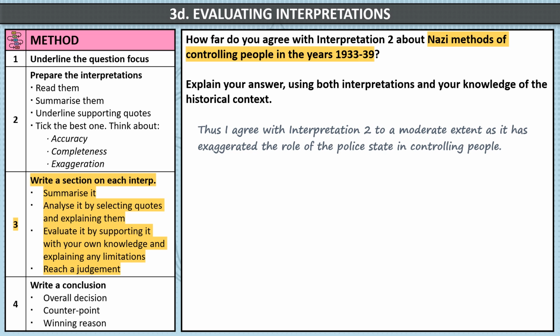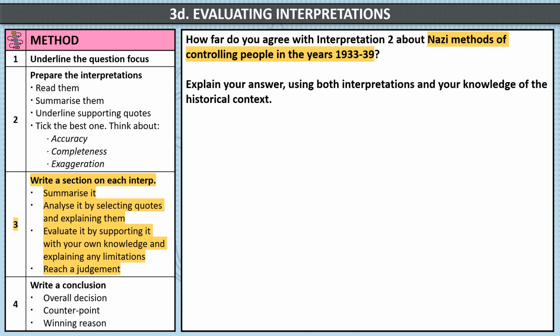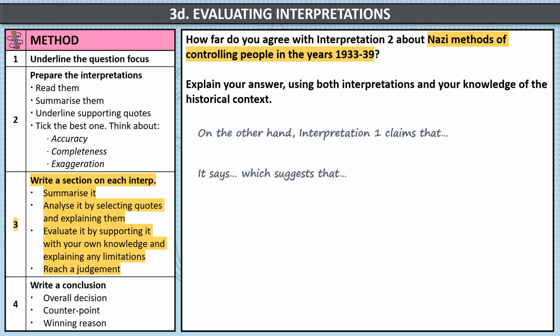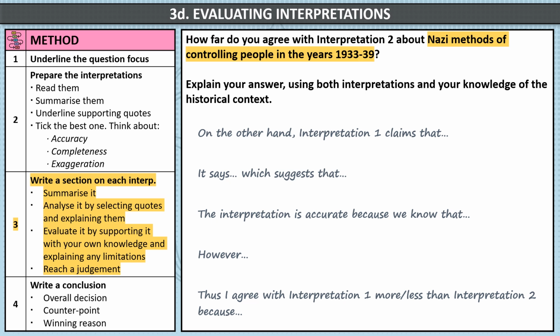And now I need to give my winning reason why. As you can see, this should be a short one-sentence judgment. Now remember, you absolutely must write about both interpretations in your answer. So now it's time for you to have a go at the other interpretation. Start by summarising it. Then analyse it by taking some quotes and explaining them. Evaluate it by supporting it with your own knowledge and by explaining any limitations you can find. Then reach a judgment.